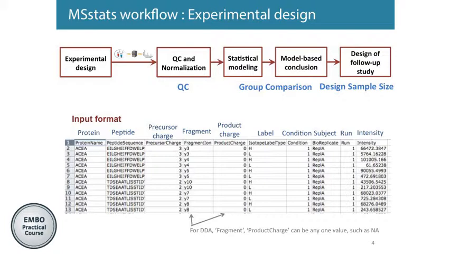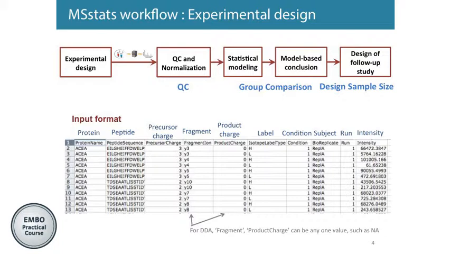And MSstats requires this information. This 10-column information is required to start MSstats. This format can be generated automatically from Skyline. But if you use a different spectral tool, you can assign the columns like this and just go ahead with MSstats. The first ones are protein name, peptide, precursor charge, fragment ion, and product charge. For DDA data or other data, if you don't have this information, you can just put NA. It doesn't matter. You can go ahead to the next process.